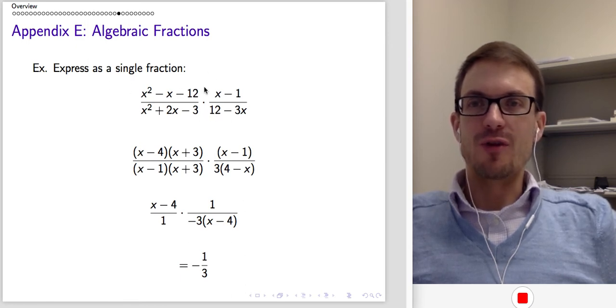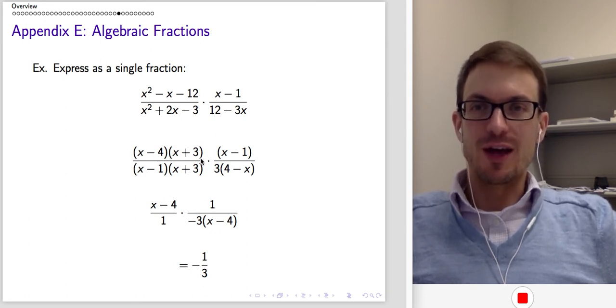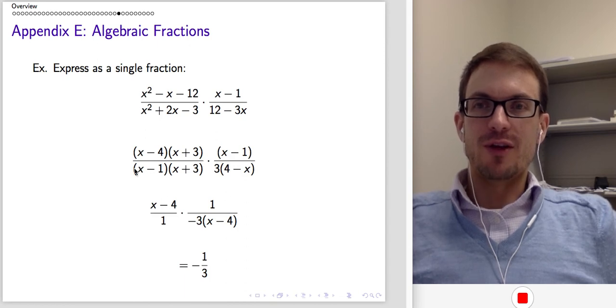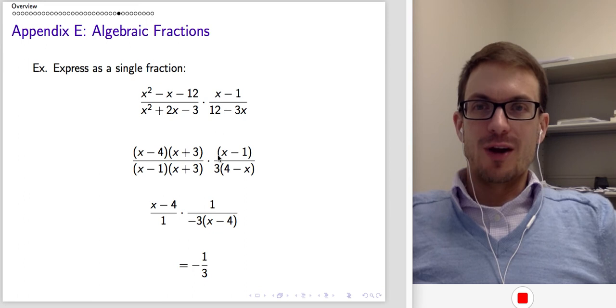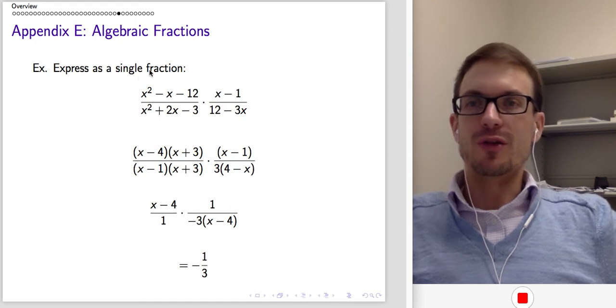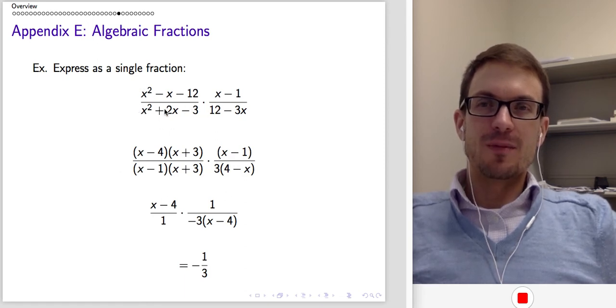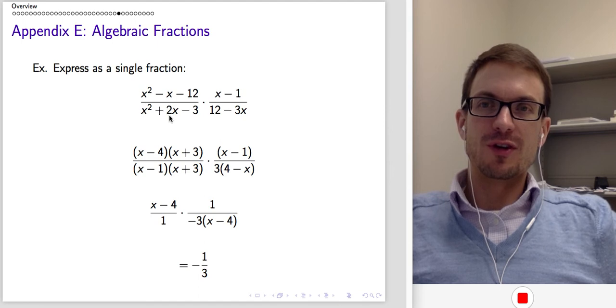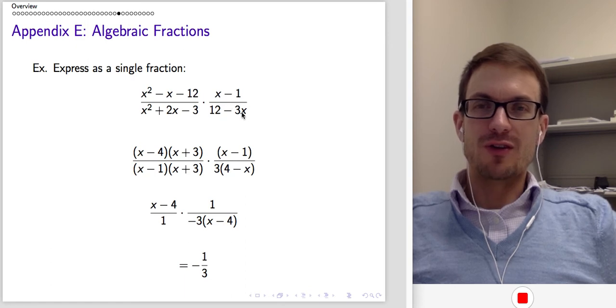So I'm going to factor the numerator. Then I get quantity x minus 4 times the quantity x plus 3 divided by the quantity x minus 1 times the quantity x plus 3, sorry, multiplied by quantity x minus 1 divided by 3 times the quantity 4 minus x. What did I do? Well, this factorization is pretty easy. Just look and see what happens if we FOIL this. Of course, we get this as a result. This bottom one, maybe that was a little trickier because the coefficient is 2. That's not too bad, though. And then over here, I just factored out a 3.